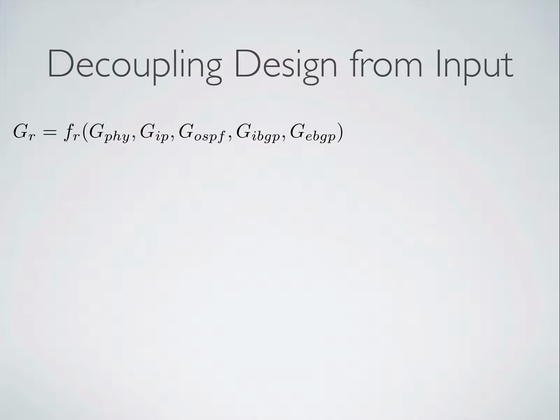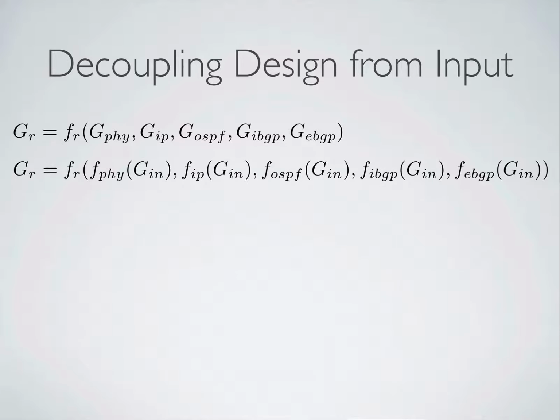We can modify that input, apply the same function, and get different output for that new experiment. This is very important for network experimentation, as we can easily and at low cost modify the input topology, changing the experiment and observing the output. This attribute-based approach decouples the design from the input and encourages network experimentation. The function fr maps the physical, IP, OSPF, IBGP, EBGP, and other user-defined protocol graphs into the resource graph, GR.